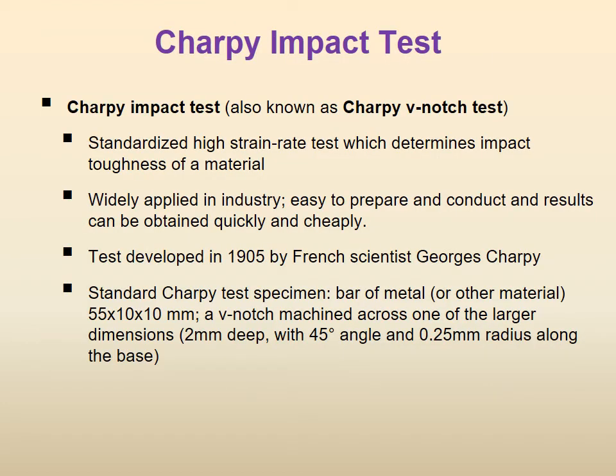Charpy impact test, we know it is also known as the Charpy V notch test. Standardized high strain rate impact, widely applied in industry, easy to prepare and conduct, with easy-to-read results. The test was developed in 1905 by the French scientist Georges Charpy. The standard Charpy test specimen is a bar of metal or any other material, 55 by 10 by 10 millimeter. A V notch is machined across one of the larger dimensions. Its depth is 2 millimeter, with a 45-degree angle and a 0.25 millimeter radius along the base and so on. So if you are interested, these are the details of the Charpy impact test.